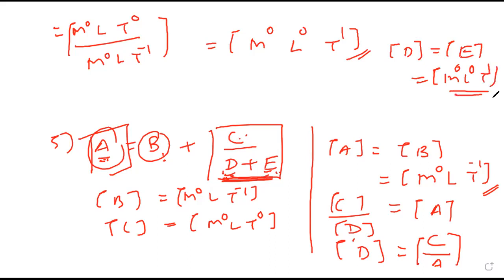Now we'll check where these three are meeting. A is M0 L1 T minus 1. I can see it in option D. D is the correct answer. Check, see it is matching. A is M0 L T minus 1. D is only T. E is also only T. Option D. Yes, everybody has followed. Option D. Yes, sir. Understood.